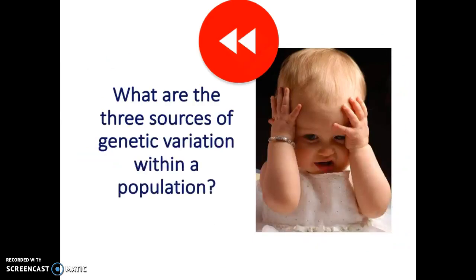Now, as a review, what are the three sources of genetic variation within a population? We have three things. Think about what they are. All right, we have mutation. This mutation has to be beneficial for the organism's survival and reproduction, and it has to be in the germline.